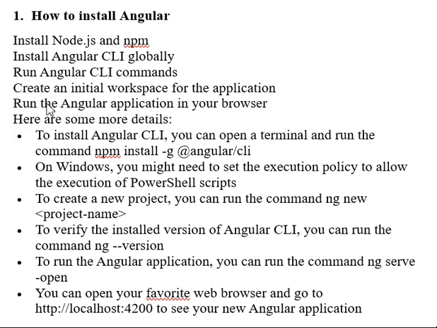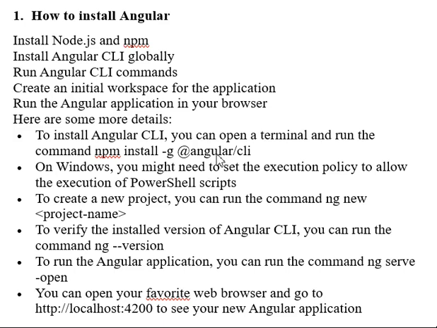Once you run npm install -g @angular/cli, how do you see whether your Angular is already installed or not? For that you need to run again ng --version. So this will give you the installed version on your machine.